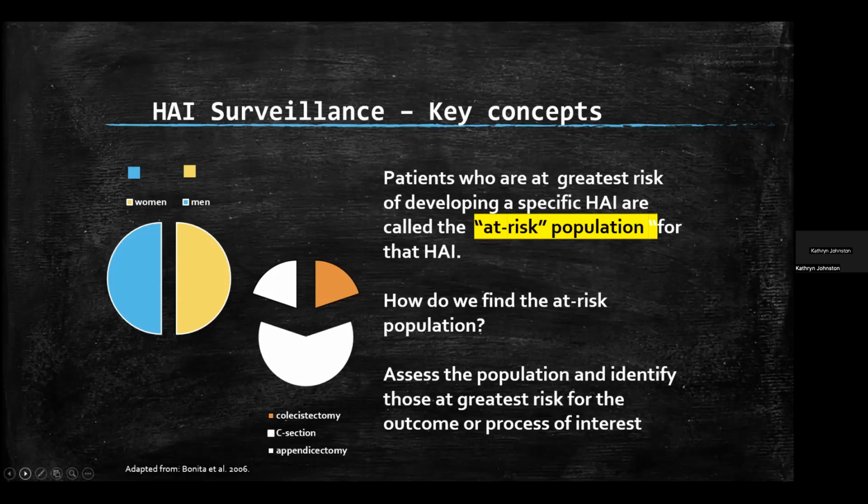But what if we're interested in a more specific subset? Say we're interested in looking at cesarean sections or C-sections. Then we could follow just those persons who have had C-sections to see what type of HAIs are being developed.